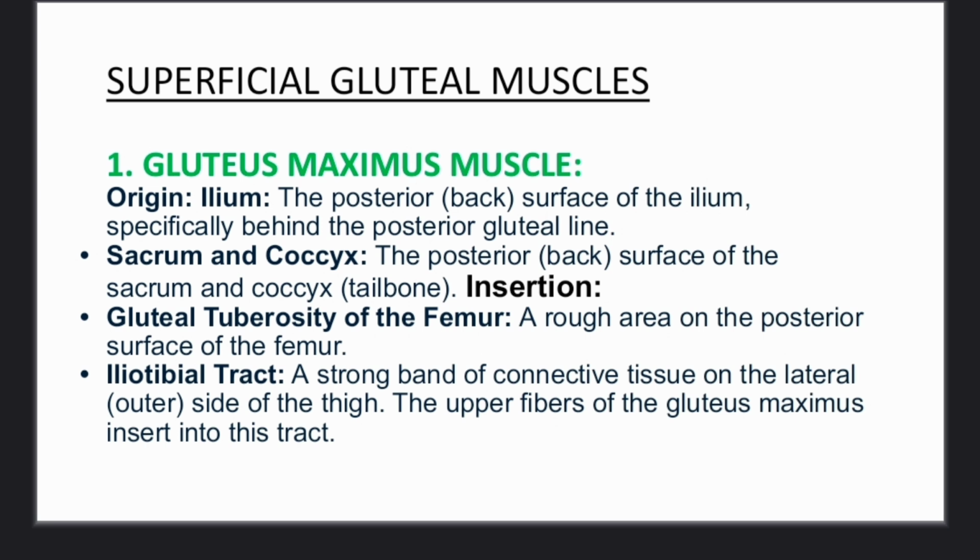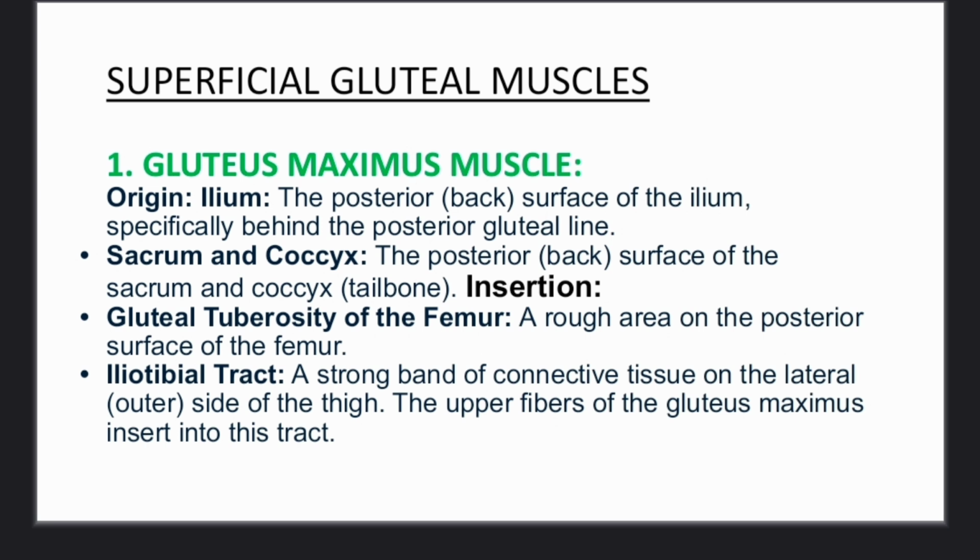And its insertion, the gluteus maximus inserts into two main structures. First one, gluteal tuberosity of the femur, this is the rough area on the posterior surface of the femur where many of the muscle fibers attach. And second one is the iliotibial tract. This is the strong band of connective tissue located on the lateral side of the thigh, and the upper fibers of the gluteus maximus insert into this tract.